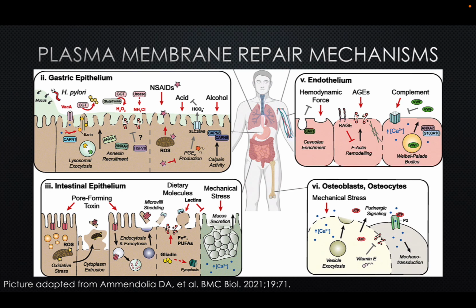Lastly, in the bottom right, we have bone tissue, where osteoblasts, the bone building cells, have to work alongside osteocytes, which are mature bone cells. These bone cells, just through regular wear and tear and mechanical stress from us walking around, experience nanoruptures, and these can be repaired through exocytosis, and vitamin E has also been shown to play an important role in limiting further oxidative damage.